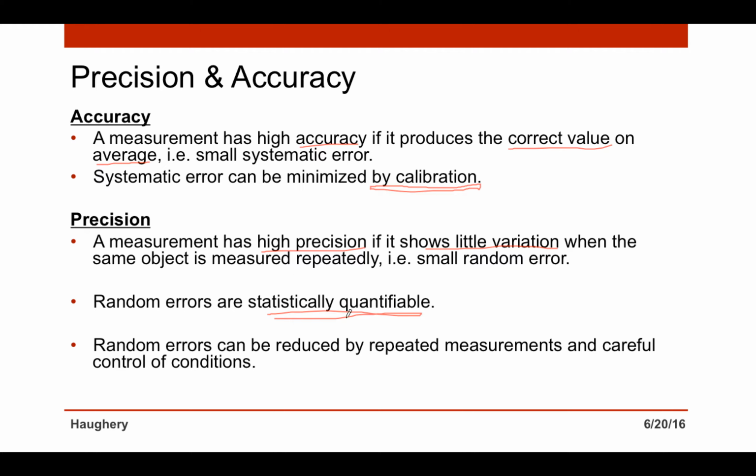So random error can be reduced by repeated measurements, okay? So how do we get rid of random errors? We just take 100 measurements and we get an average of all 100, okay? How do we get rid of systematic errors? We calibrate. So this is how accuracy and precision are different, and this is how precision is related to random error and accuracy is related to systematic error, okay?